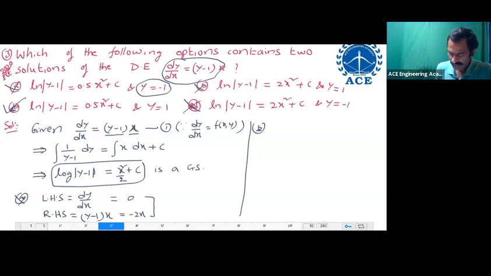Okay. Now we go to the next problem. Problem number 4. The solution of the differential equation.